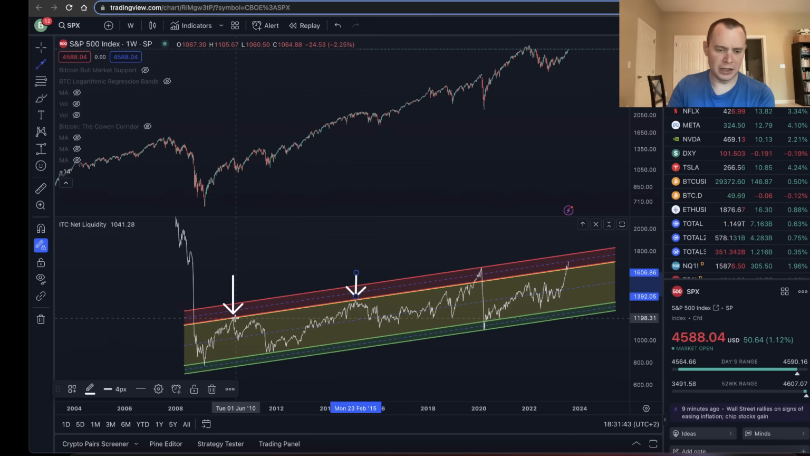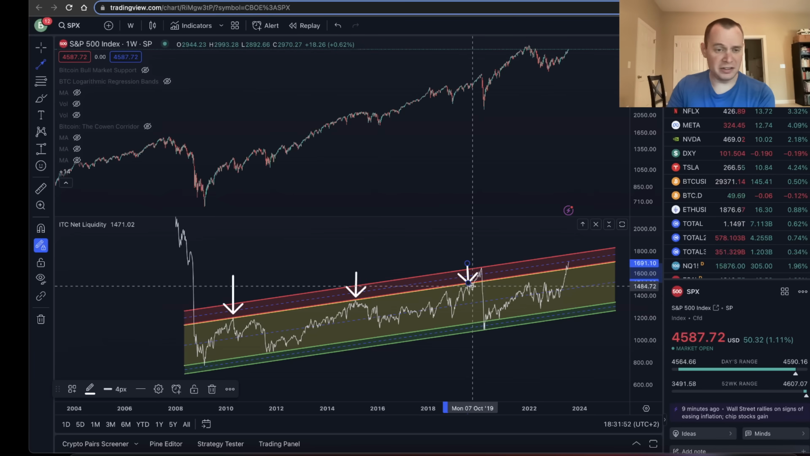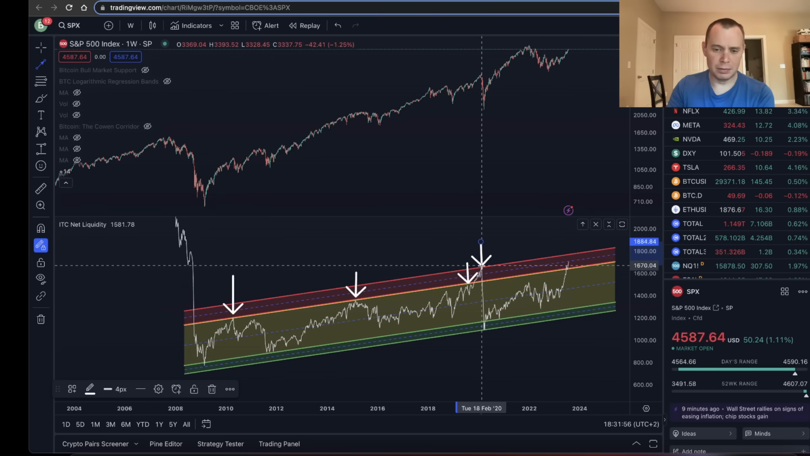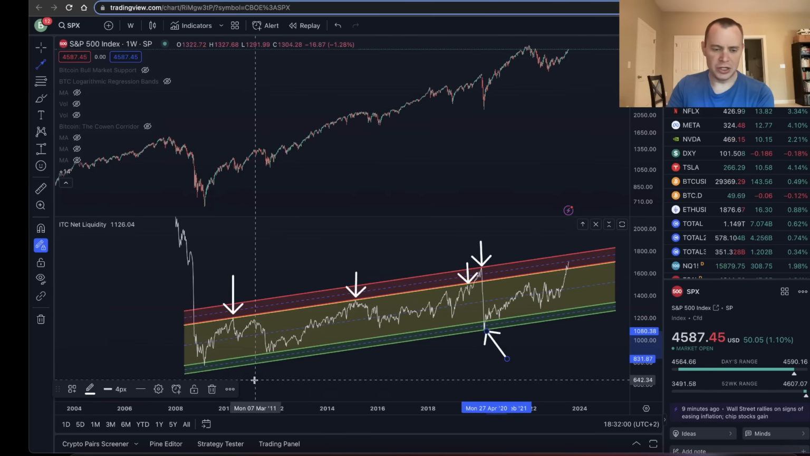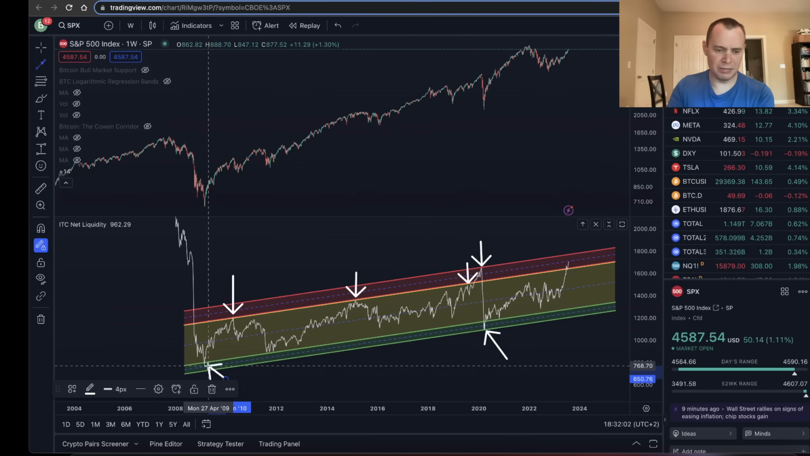Right? You can see that occurred back in 2010. It occurred back in 2015. We also temporarily got rejected in 2019, but then we saw an excursion by this relationship much higher up before it crashed to the bottom of the channel. You can also see that we were at the bottom of the channel back over here during the financial crisis back in 2009.